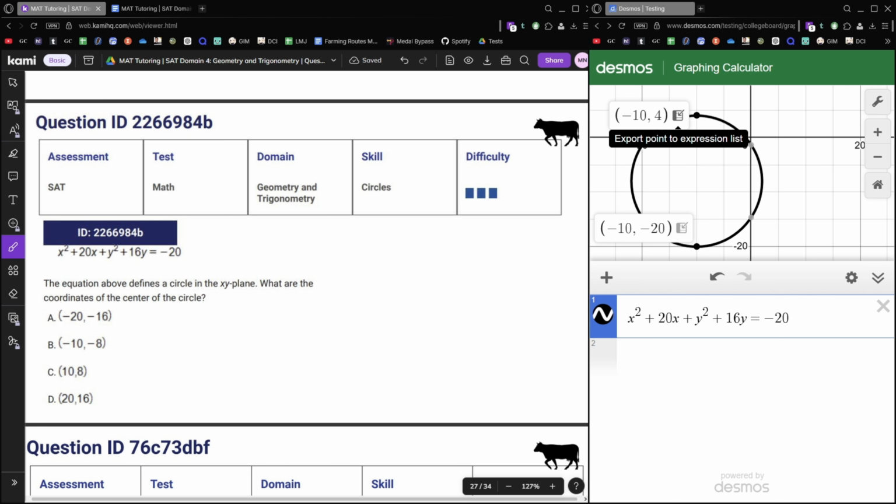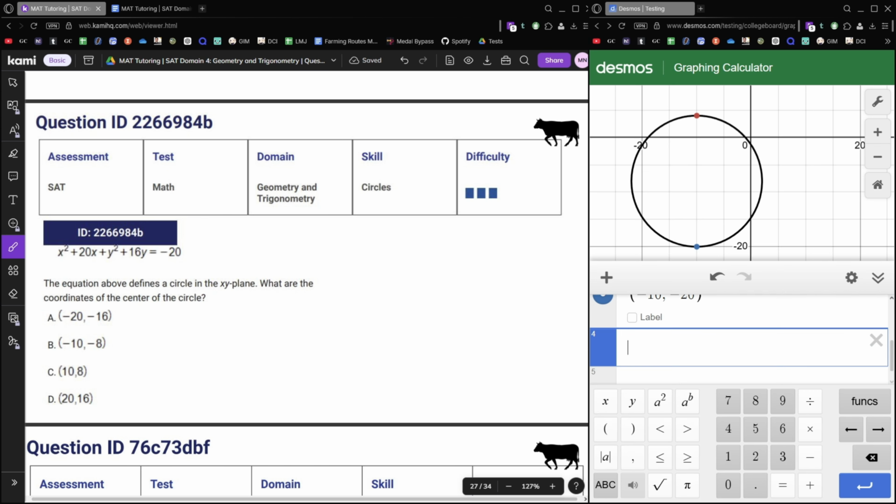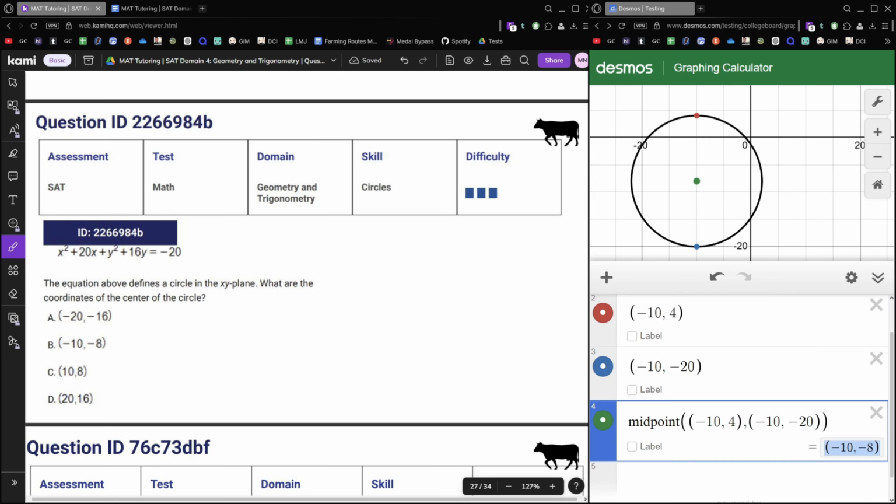So we want to go ahead and export these. And then type in midpoint, parentheses. Copy and paste these two. Put a comma between. Here's our second one. And we get that the center of our circle would be -10, -8. Which means our answer is B.